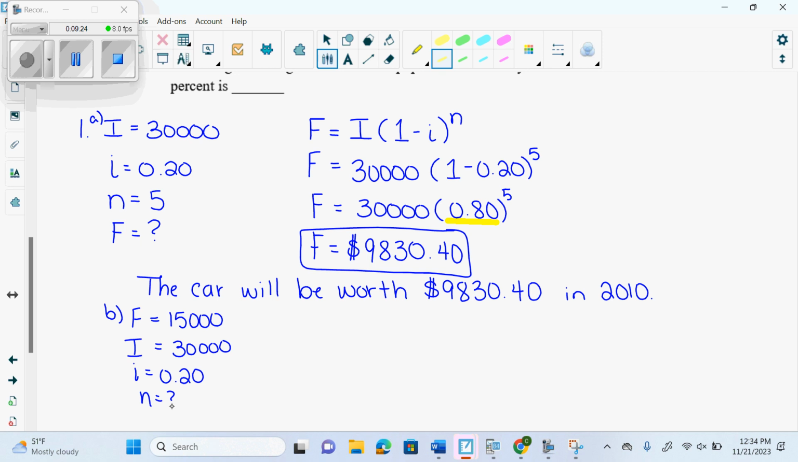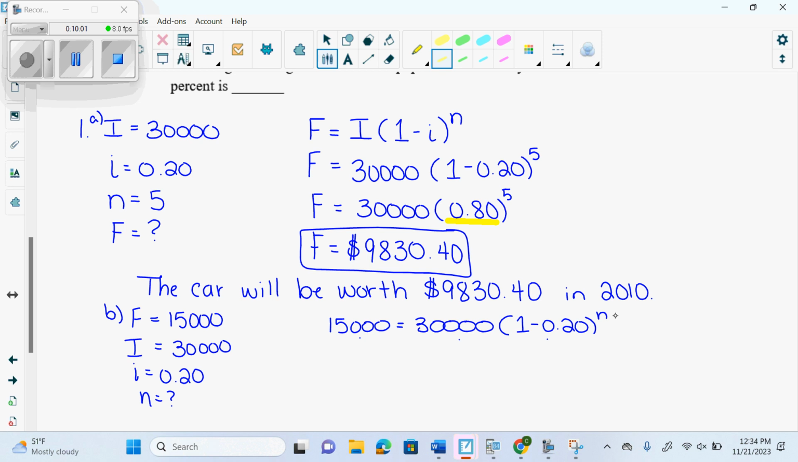So let's fill it in. Final, 15,000 equals initial, 30,000, bracket 1 minus 0.20 to the N. I don't know the exponent. When I don't know the exponent, I have to convert to a what? A log. We have to convert to a log.